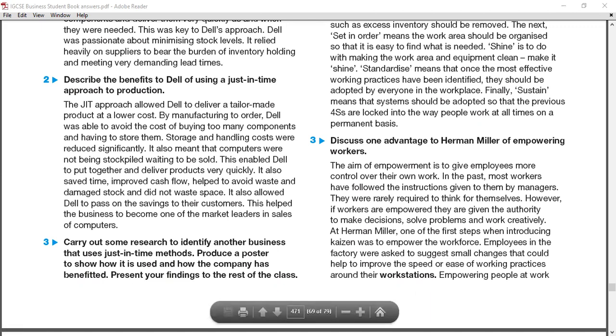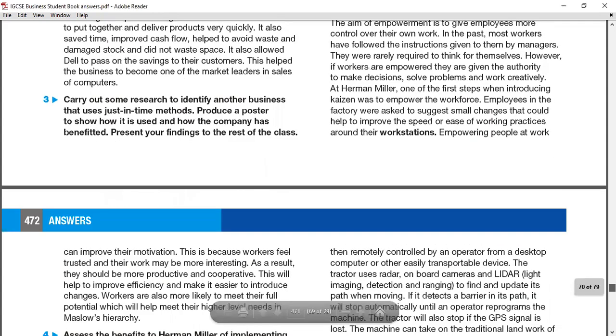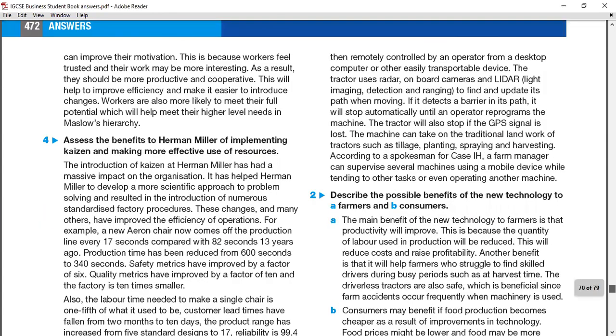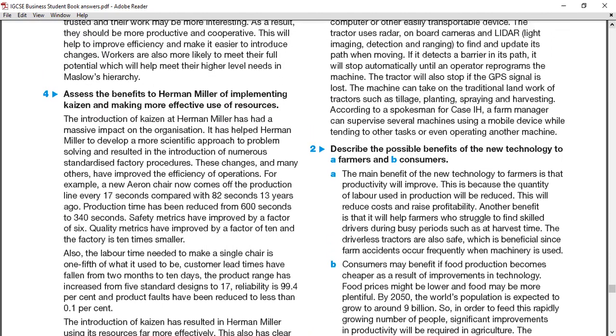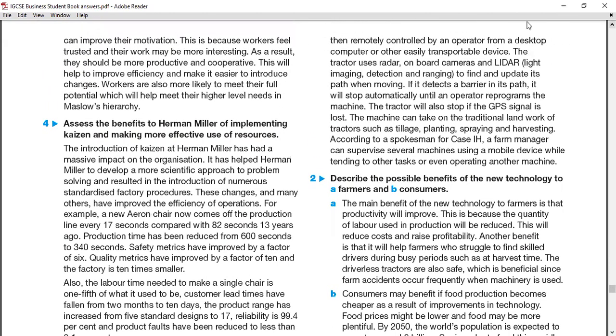There are certain benefits, or advantages, for an organization. It can improve their motivation, especially non-financial motivation. This is because workers feel trusted and their work may be more interesting. As a result, they should be more productive and cooperative, and this will help to improve efficiency and make it easier to introduce changes.